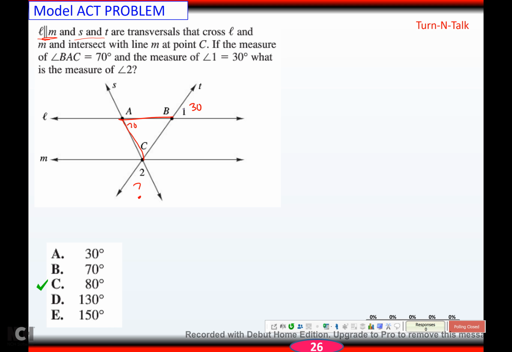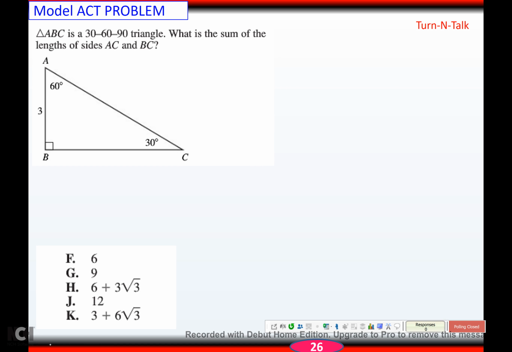Oh, well, look. If this is 30 degrees, then this is 30 degrees. And this is a triangle. So the three angles of a triangle have to make 180. So angle C is 180, take away 70, take away 30, which is 80 degrees. So if angle C equals 80 degrees, and 2 is vertical to it, then angle 2 is 80 degrees. I like those ones. Those are fun. All right, try this one. Hit pause. Come back when you're ready.